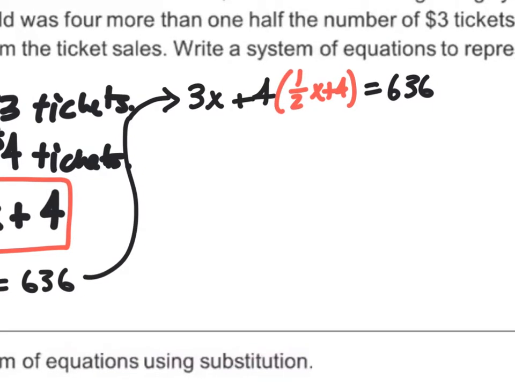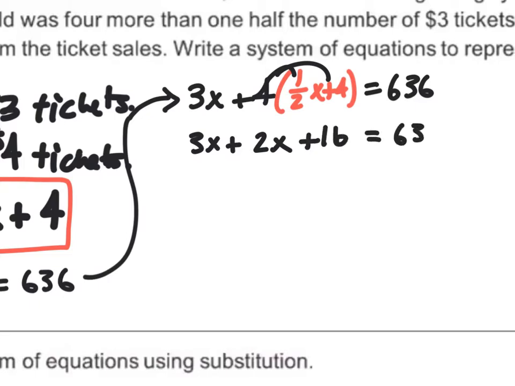So let's go ahead and do that. All right, so I'm going to distribute my 4 here, and so we end up getting 3x plus 4 times 1/2 x, which is just going to give me 2x, and then 4 times 4 is positive 16, and that's equal to 636, okay? Now 3x and 2x added together give me 5x plus 16 is equal to 636.